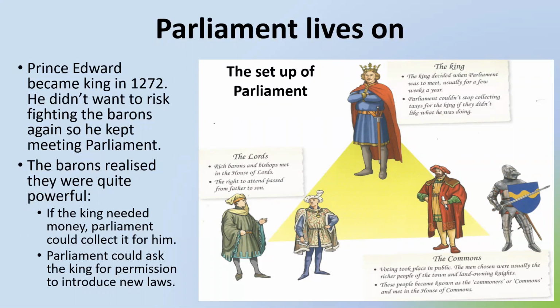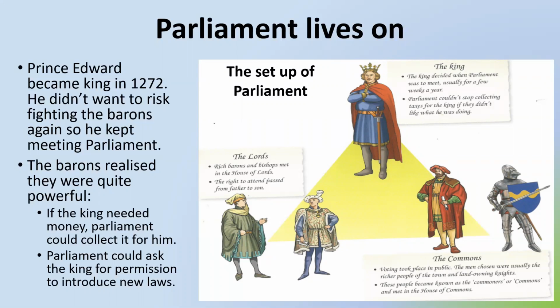So he keeps the idea of Parliament, so that same type of Parliament set up by Simon de Montfort. And as you can see from our setup of our Parliament here, we have the king, the lords, and the commons. So your king, he decides when Parliament is to meet, and Parliament couldn't stop collecting taxes for the king if they didn't like what he was doing. So they still had to work for the king. As you can see, he is at the top of that triangle pyramid.